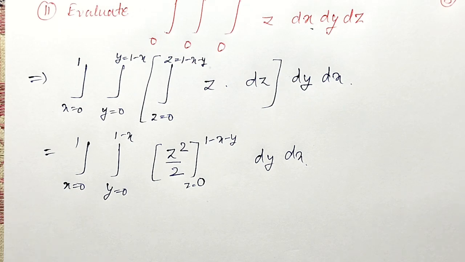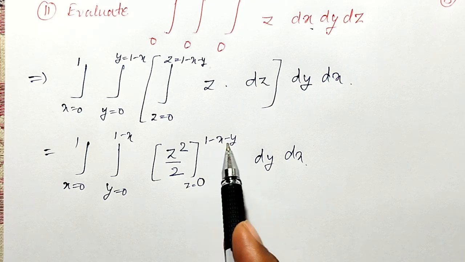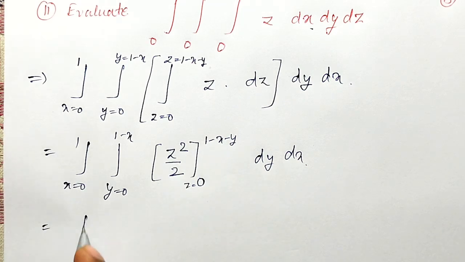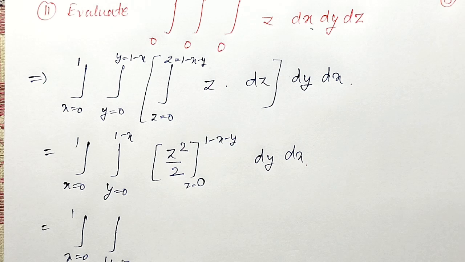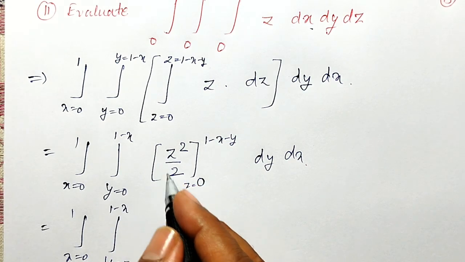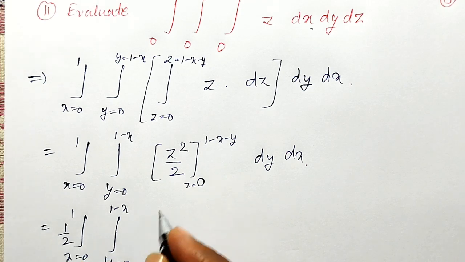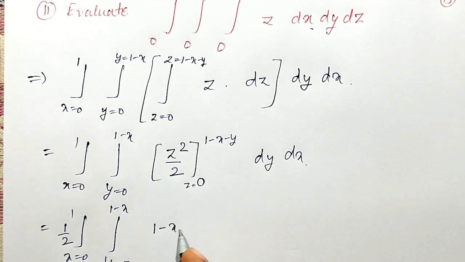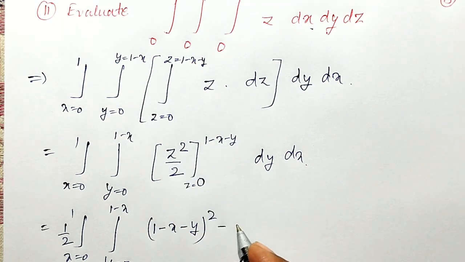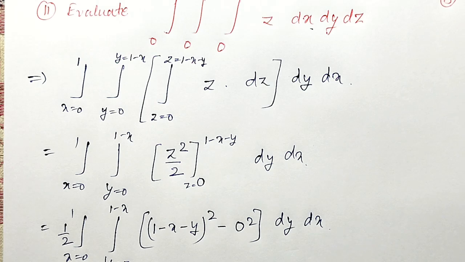What is my upper limit? Upper limit is 1 minus x minus y, z is replaced by this one. That is integration from x equal to 0 to 1, integration from y equal to 0 to 1 minus x as it is, and this 1 by 2 constant I can write outside, and z is replaced by 1 minus x minus y and its square, minus z equal to 0 square will become 0, into dy dx. This is to be integrated now. While integrating this one with respect to y, this 1 minus x total is constant.